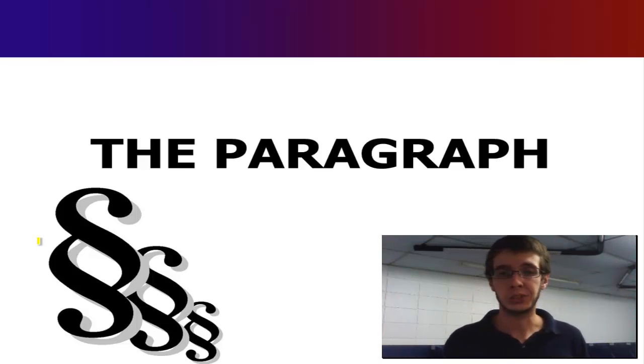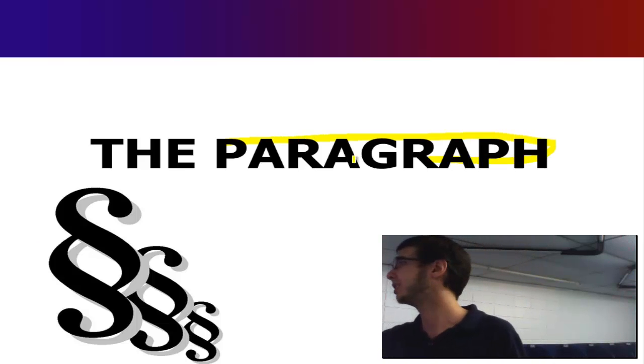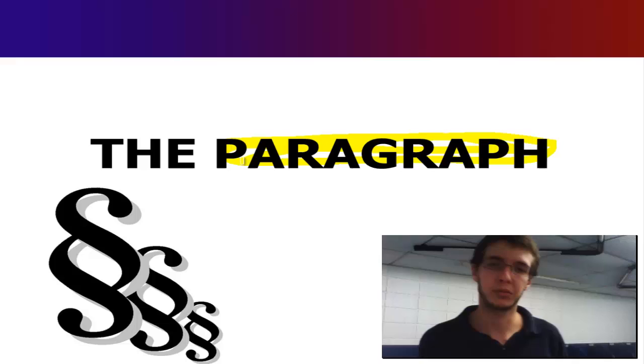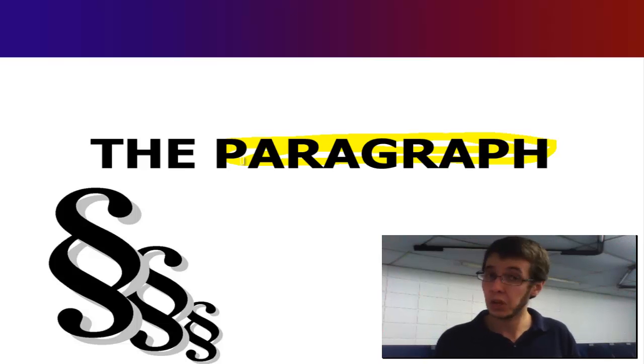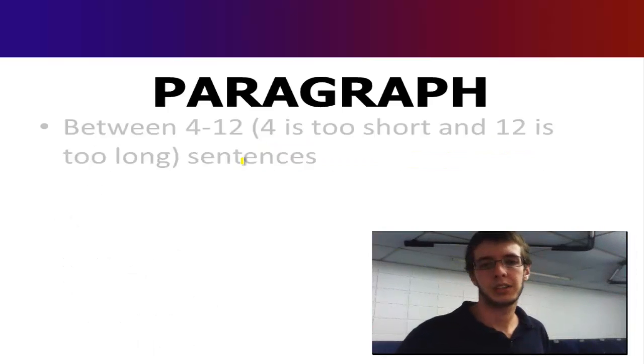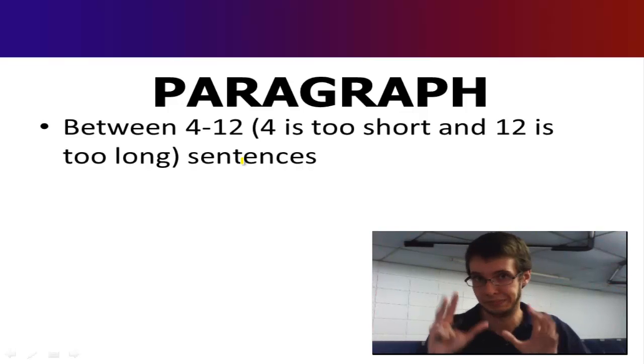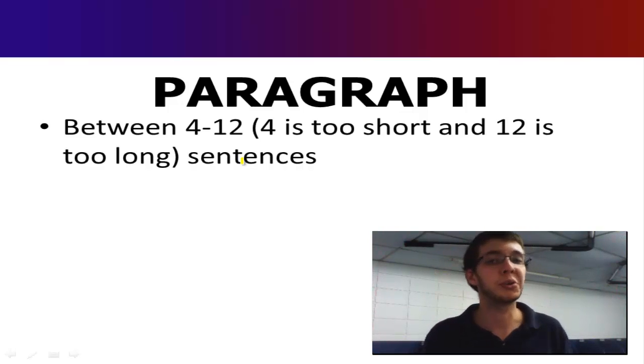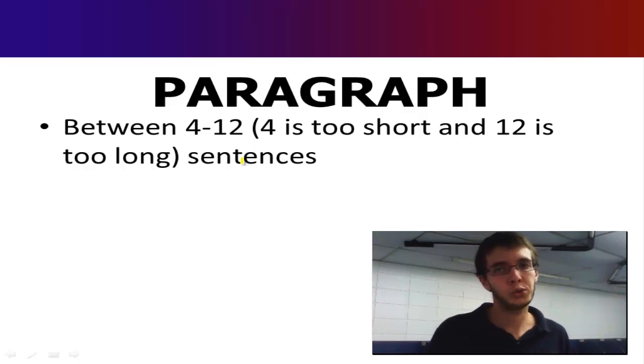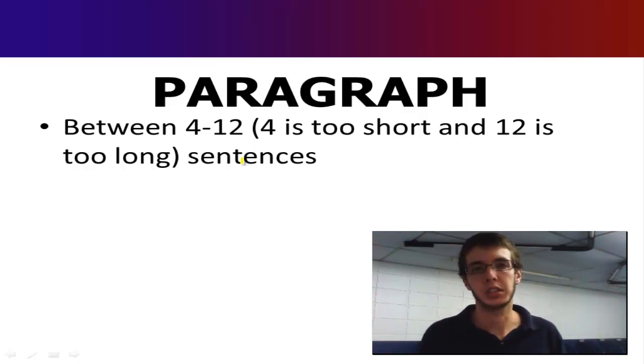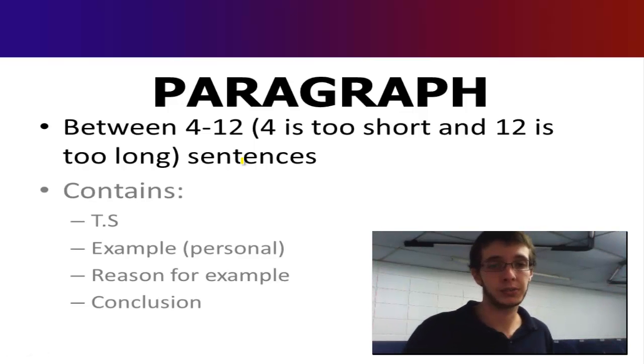For this last session, we're going to discuss a little bit deeper about what is a paragraph. You know what a paragraph is, but do you really know what a paragraph is? A paragraph usually is between 4 and 12 sentences. For me, 4 is too short and 12 is too long. So somewhere between 5 and 10 is a good number of sentences in a paragraph.